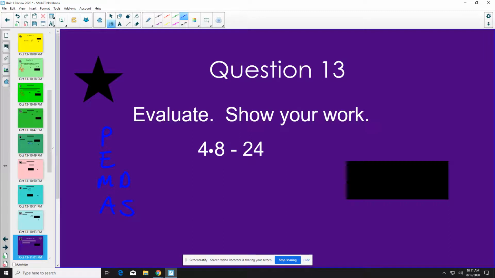Okay, now that you finished, let's check. We don't have parentheses, we don't have exponents, but we do have multiplication. So we can take 4 times 8 to get 32. And then the only thing we have left to do is subtract. Your answer should be 8. 32 minus 24 is 8.